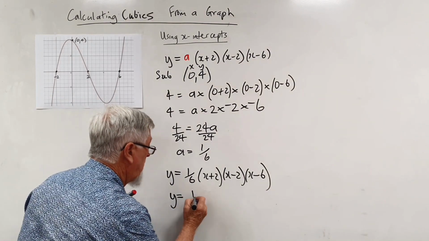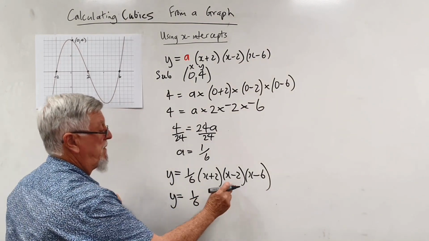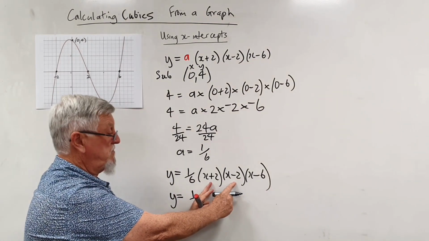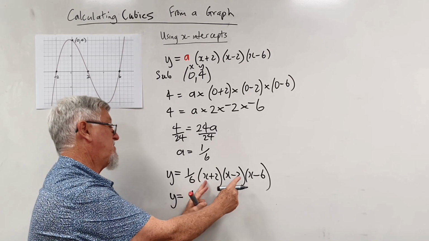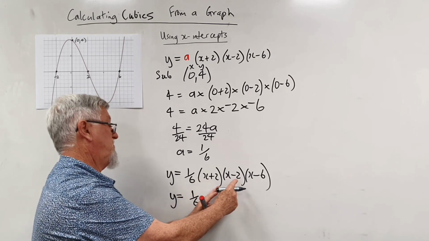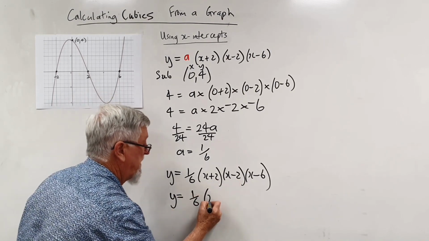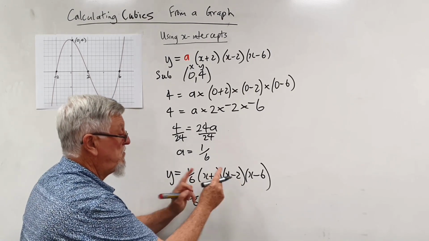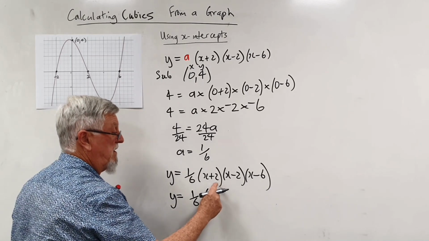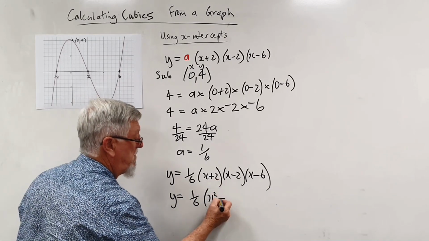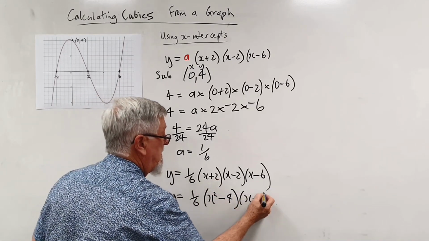So I'm going to leave that 1/6 there. Hopefully a lot of people are okay that this is called the difference of two squares. So you can go x times x, x times -2, 2 times x, and 2 times -2. Or you can simply write x times x is x squared, because the two middle terms will eliminate each other. And you're left with 2 times -2. Most people should already know that.